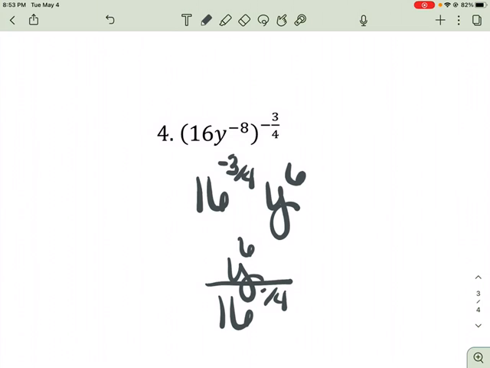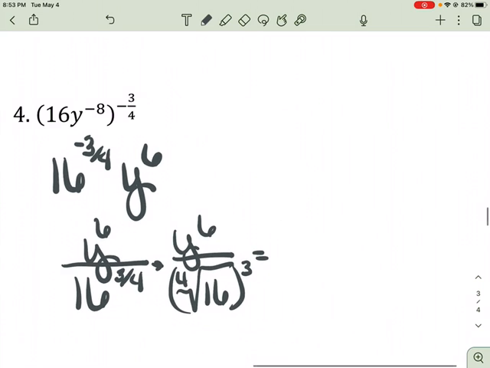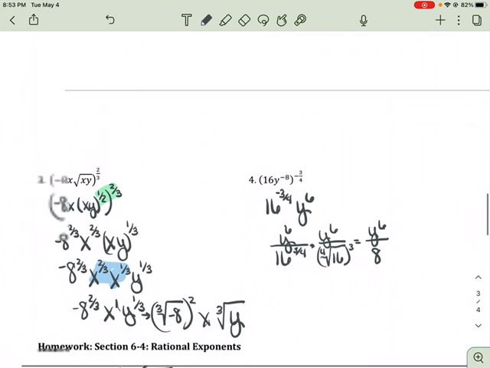Okay. All right, so let's clean this up a little bit more. y to the 6th, fourth root of 16 cubed. What's the fourth root of 16? We said 2. So 2 cubed is 8. There we go. So we're applying our properties.